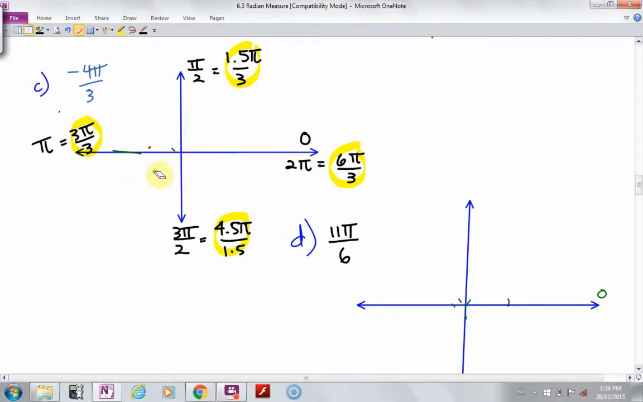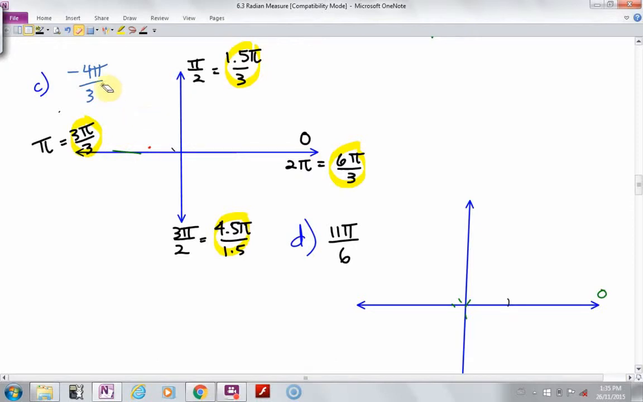Why? Yeah, it actually goes around more than a full pi, doesn't it? But the thing is, it's going negative. So it's going in this direction. So it's going here. This is negative 1.5 pi by 3. And this is negative 3 pi by 3. So negative 4 pi by 3 is actually in here. It's actually in second quadrant.